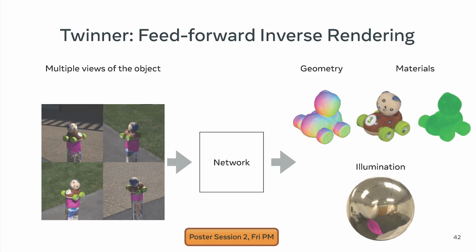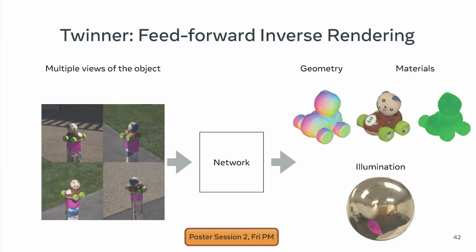And this method is called Twinner. It's also a poster here at CVPR, so if you're interested, you can check out the poster later at the conference. So the idea here is we're going to start from multiple views. We're going to use 4, and then it's going to be a network that in a feed-forward manner gives us the geometry, okay? This is object-specific, object-centric. It's not a scene, it's just an object.